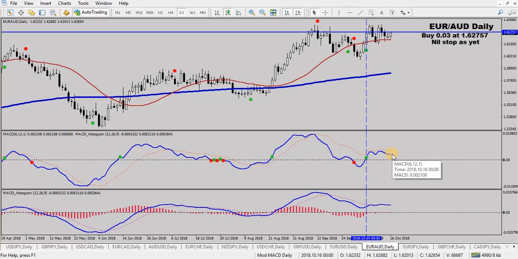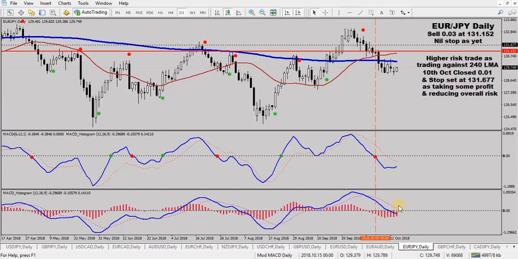Fast MACD still above the 0 level, so it's still a valid signal, still in it. Euro Yen in a sell, closed 1/3, stop in place. You can see it's going nowhere.